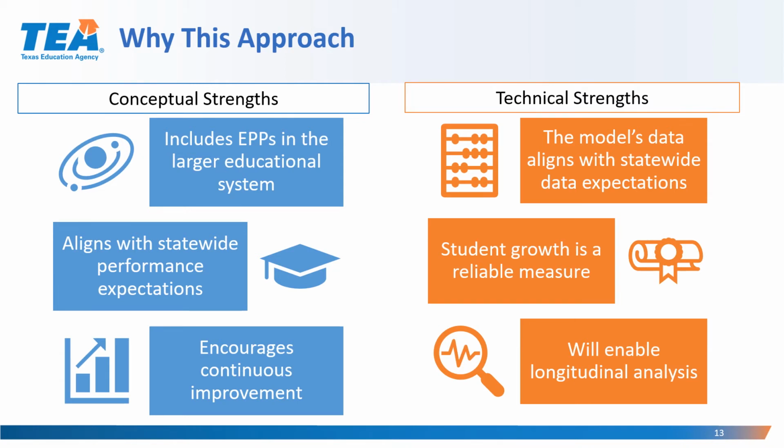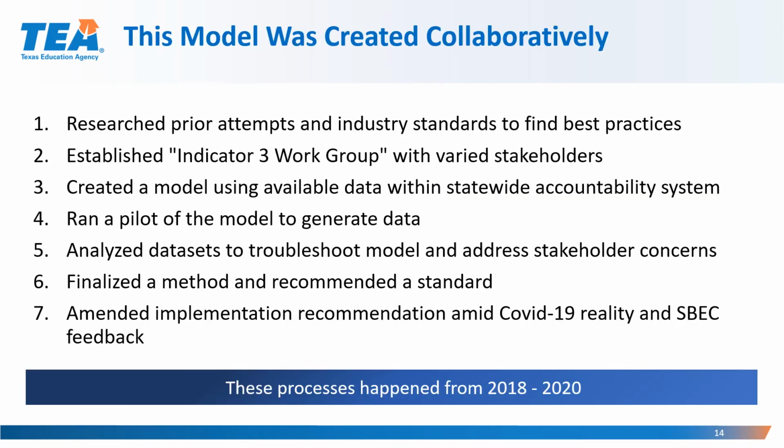When the SBEC was adopting the model, a number of strengths were identified in this approach. By using the growth data that is used in the K-12 accountability model, we're further situating this indicator in the larger educational ecosystem and aligning with statewide performance expectations for students. By using the stable growth indicator, it allows for longitudinal analysis by EPPs, which we hope will support continuous improvement efforts, allowing you to compare data year after year.